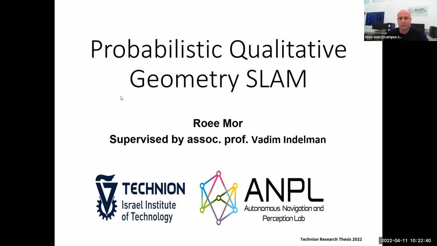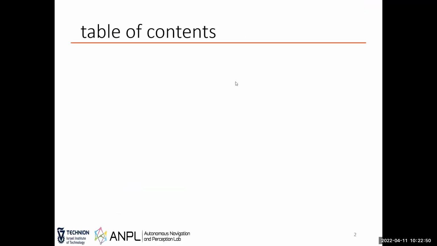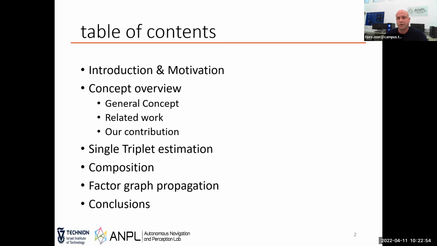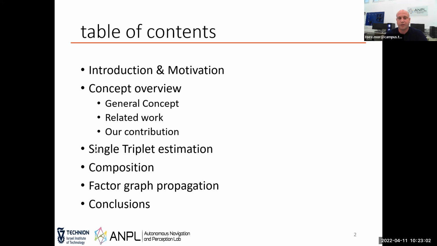So we'll talk about this research, the probabilistic qualitative geometry SLAM we are doing for the last few years. First, we'll just have a short introduction and motivation for the research. Then we'll talk about the general concept, and eventually we'll talk about the specifics of the research and our conclusions.